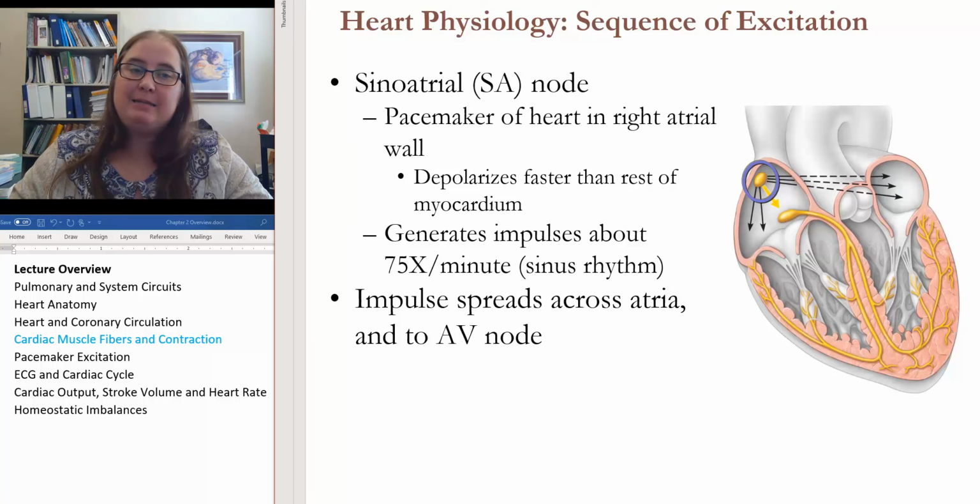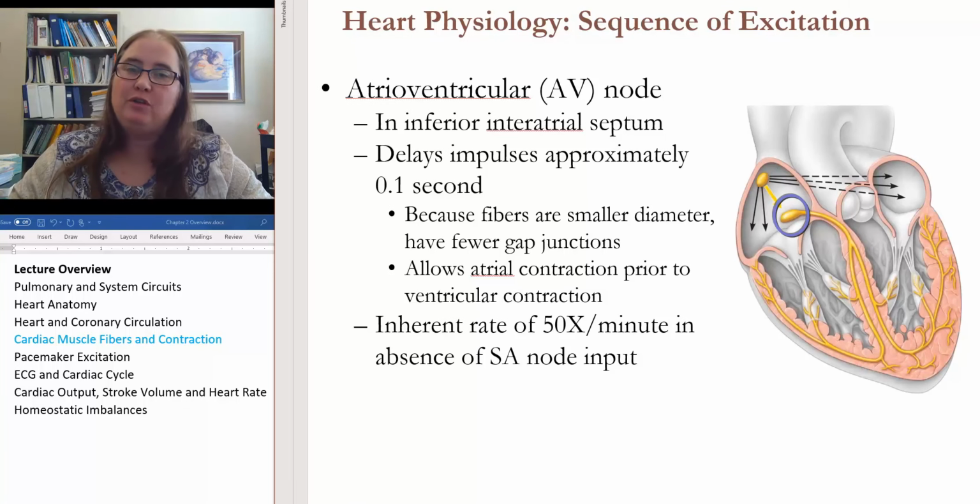Okay, as that depolarizes, it sends that impulse across the atrium, both the right and the left atrium. Okay. Now, it also is going to send a signal down to our next node, which is the atrioventricular node. Our atrioventricular node is located on the inferior aspect of the interatrial septum. Okay. It delays the impulse slightly, and the reason it delays is that the delay allows the atrium to contract, okay, before it initiates the depolarization event in the ventricles.